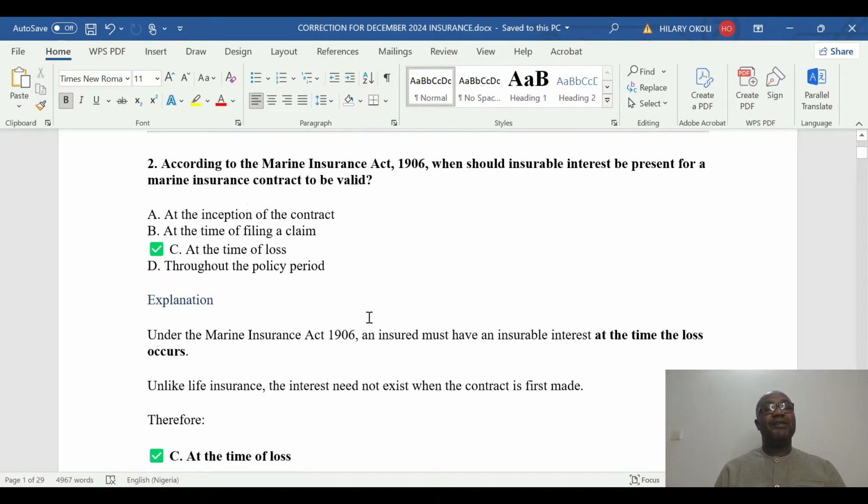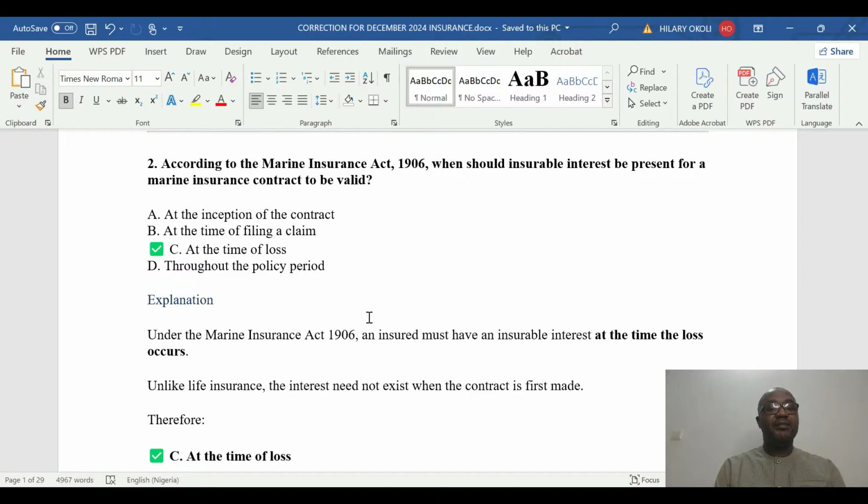The second question is about marine insurance. We discussed that yesterday, and here we are being faced again with marine insurance. According to the Marine Insurance Act of 1906, the question asks when should insurable interest be present for a marine insurance contract to be valid? So the question is with reference to the Act of 1906, asking at what time should insurable interest be present for a marine insurance contract to be valid? It is at the time of loss, simply at the time of loss.